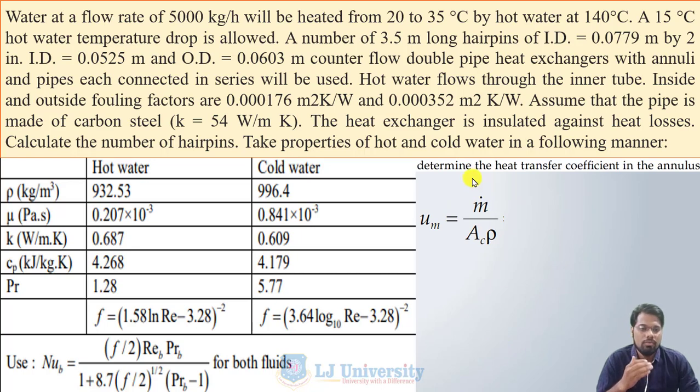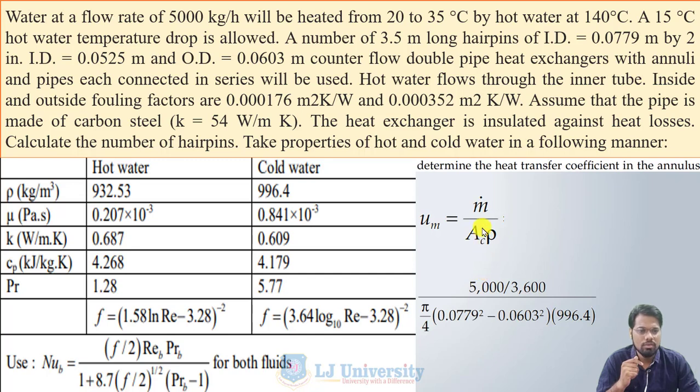Now we have to determine the heat transfer coefficient in the annulus. We have determined the heat transfer coefficient for the flow of water inside the pipe. Now for the annulus, we have to first find out the velocity, which is the mass flow rate divided by cross sectional area into density. So we have mass flow rate 5000 divided by 3600, pi by 4 d square. Now this is the diameter, the cross sectional area available at the annulus.